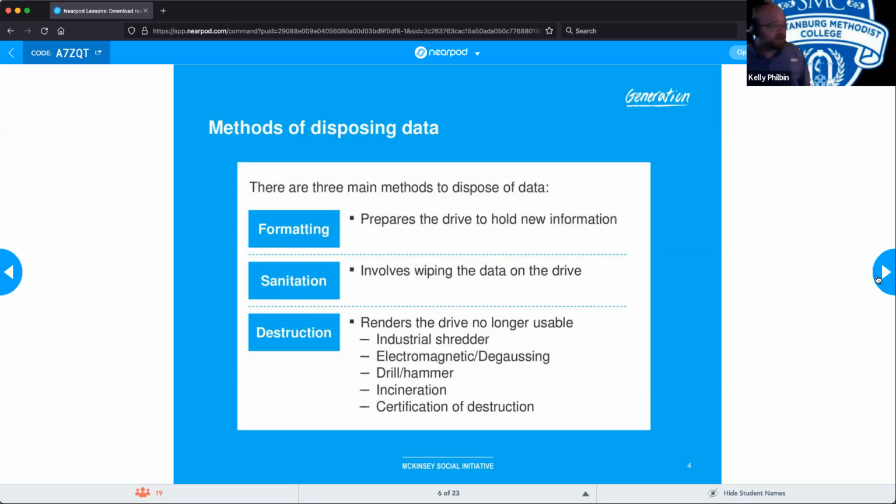And then you have the certificate of destruction, which isn't necessarily a method of getting rid of it, although it is proof that the data has been destroyed. And with certain types of data, certain types of companies, you need to maintain certificates of destruction to prove, if an audit occurs, that you took the appropriate measures to get rid of those drives.